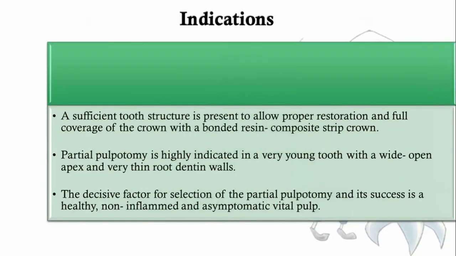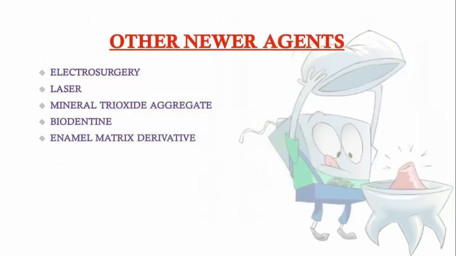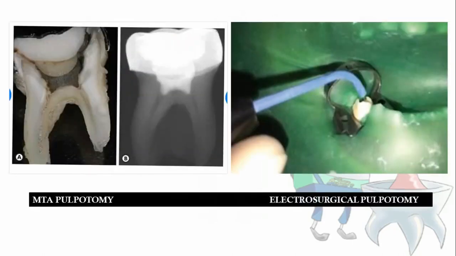So when is this Cvek pulpotomy indicated? When there is sufficient tooth structure present to allow a proper restoration and a full coverage of the crown with bonded resin composite strip crowns. Partial pulpotomy is highly indicated in a very young tooth with a wide open apex and very thin root dentin walls. The decisive factor for selection of the partial pulpotomy and its success is a healthy, non-inflamed and asymptomatic vital pulp. So there are a few other newer agents which are used in pulpotomy: electrosurgery, laser, MTA, Biodentine, enamel matrix derivatives. I'll show you a few of the pictures.